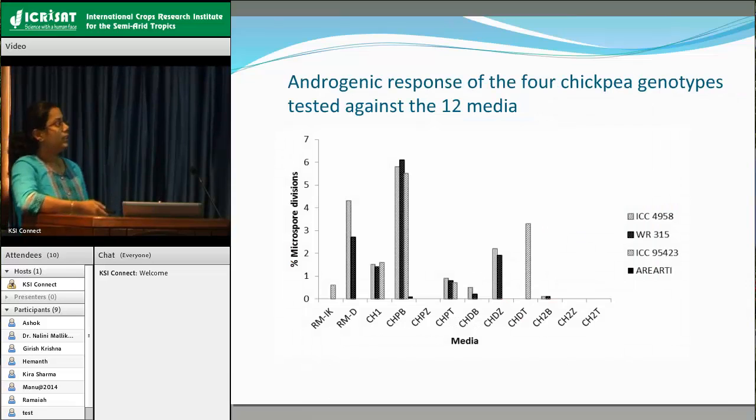As far as the media is concerned, again here picloram and BAP is the best response among the 3 genotypes. And the next would be dicamba and thidiazuron and RMD media. And these CHPB has responded for almost 3 of the genotypes. So I think that would be the best media to be used.